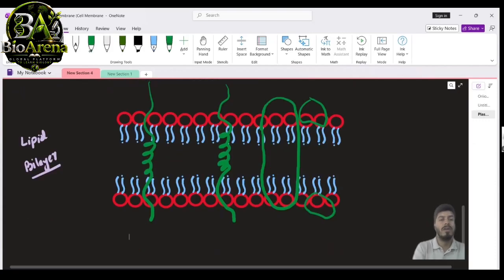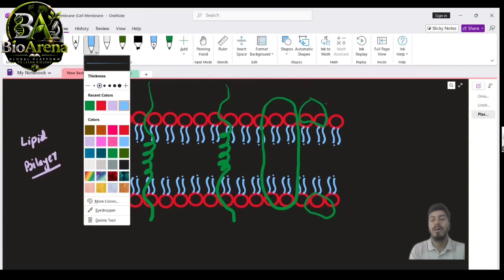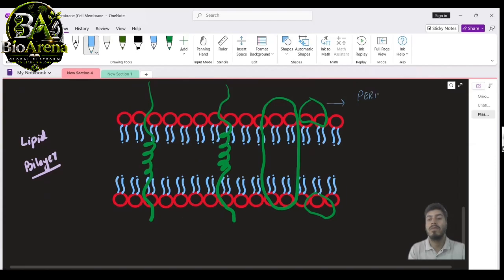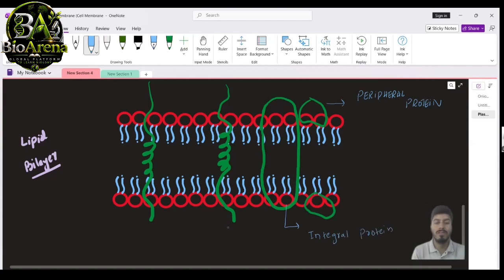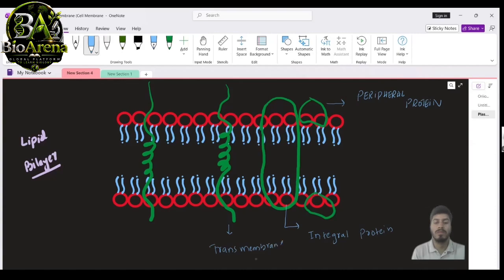So I will label one by one. First, let's talk about the, okay, this is the peripheral protein. Peripheral protein. Okay, and what is this? This is the integral protein. What about these proteins? These are transmembrane proteins.